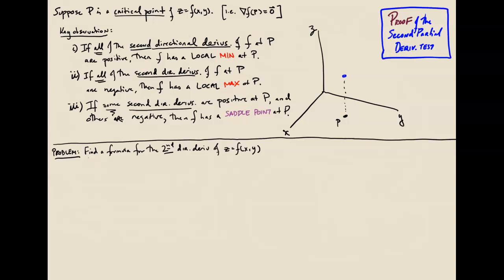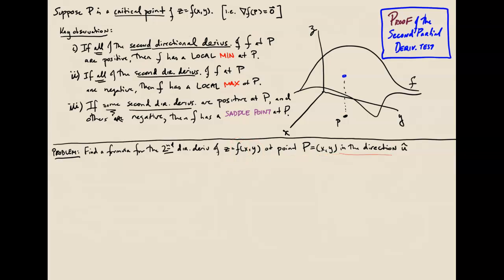Our problem is to find a formula for the second directional derivative of a function of 2 variables, whose graph, of course, we can think of as a surface, at point P. P could be, of course, any point in the domain of the function, and P is given by its coordinates in the xy plane. So find the second directional derivative of f at this point (x, y) in the direction given by a unit vector u hat. And since u hat is a unit vector, its tail will be at P, and its tip will be on some circle of radius 1 surrounding P, like so.